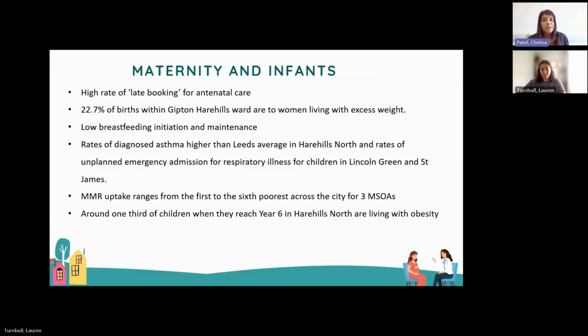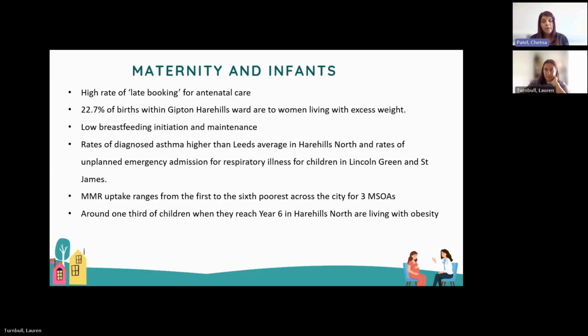So again, similar things that we've already really talked about around late booking for antenatal care. And that came up a lot for our culturally diverse women, where women were coming late for their bookings, which then has an impact in terms of the services that they get and vaccinations and those critical discussions which are needed right at the start of pregnancy. And we could see that can have an effect in terms of what happens for women as they go through their pregnancy. And also MMR rates are low for the area.